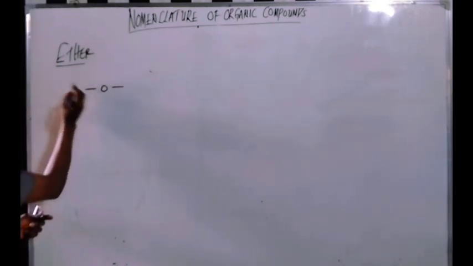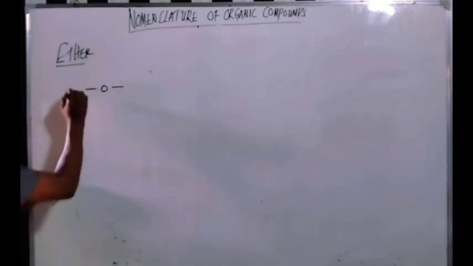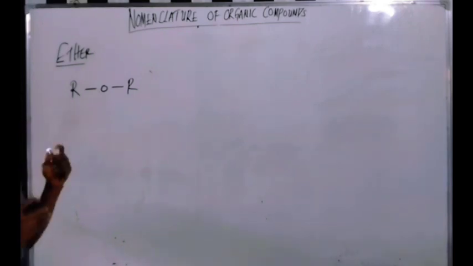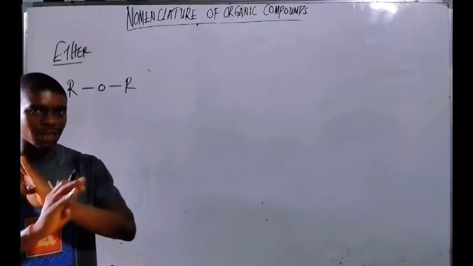Ether is this: an oxygen connected to two groups, which can be the same group or different groups. So if you look at this ether here, you have R here and R here. Now you can name an ether in terms of alkoxy or ether. So I'm going to show you how to name the two of them.